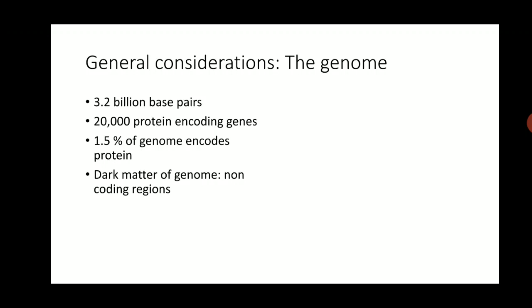The genome is composed of 3.2 billion base pairs, out of which there are 20,000 protein encoding genes. This comprises only 1.5% of the genome. Rest of the genome, that is 98.5% of the genome, does not encode for protein, and hence until now it was known as the dark matter of the genome or the non-coding areas.